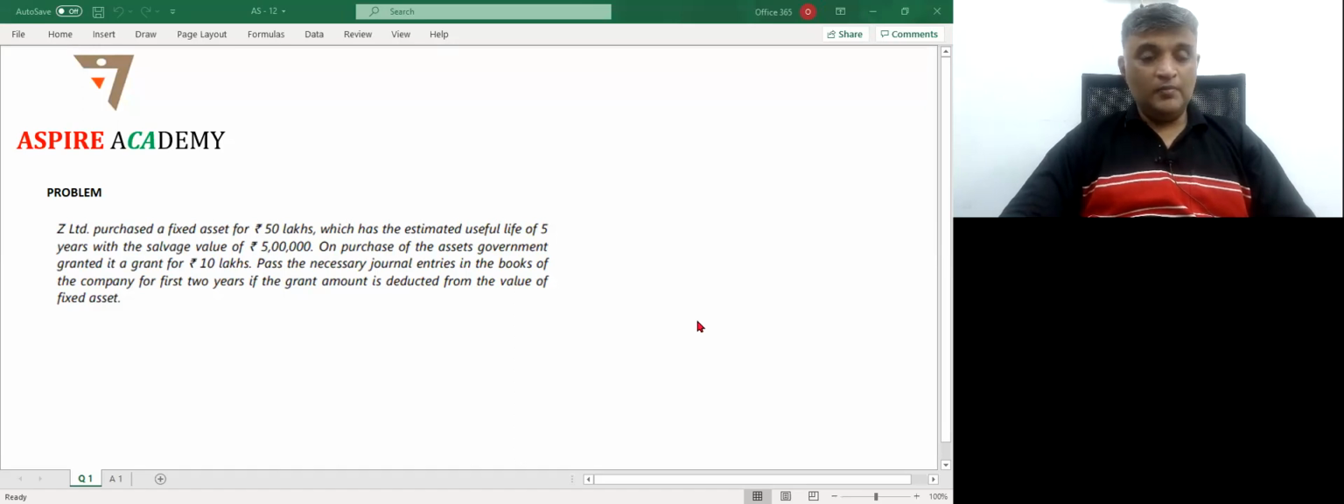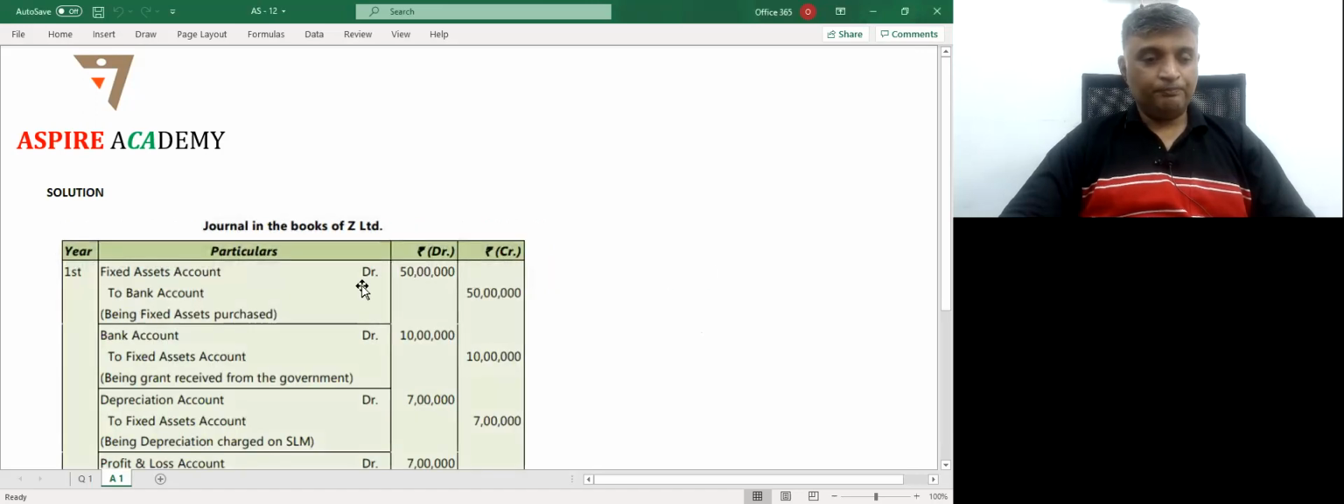So in this problem, what is the accounting treatment? Whenever you receive the grant, it is shown as a deduction from the value of the fixed asset, right? So what is the value of the fixed asset? It is 50 lakhs. So let's start passing the entries for the first 2 years. What is the first entry? We'll pass the entry for the purchase of the fixed asset, which is fixed asset to bank. That is the first entry.